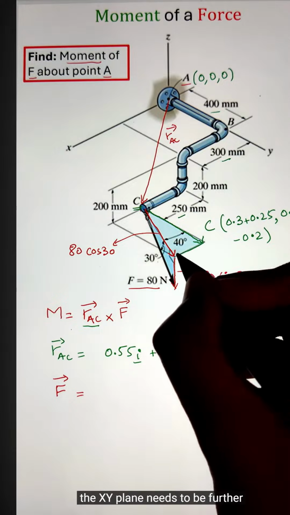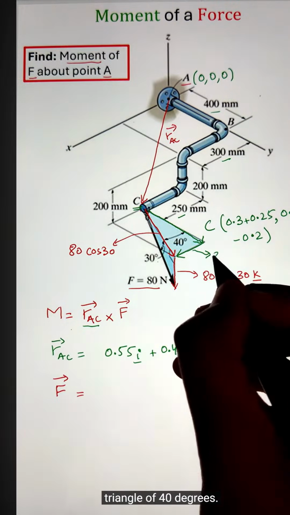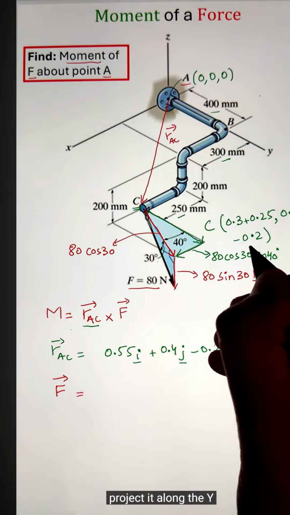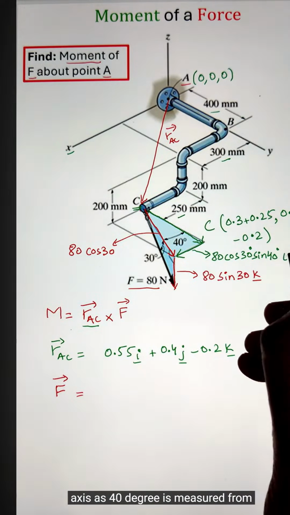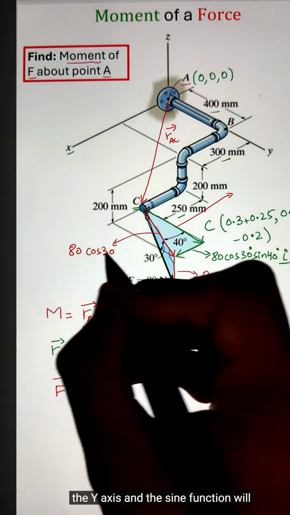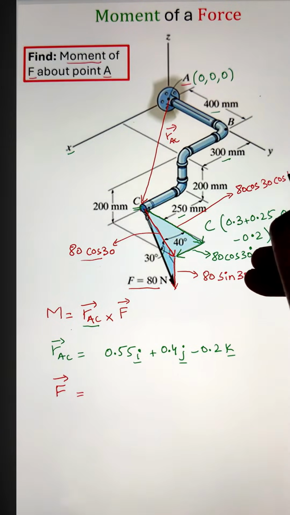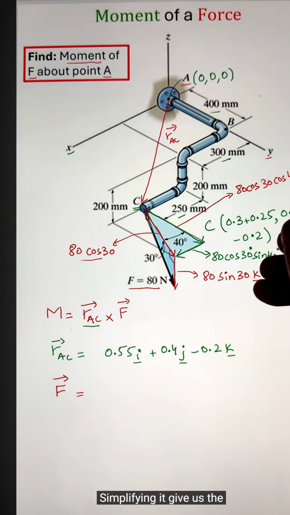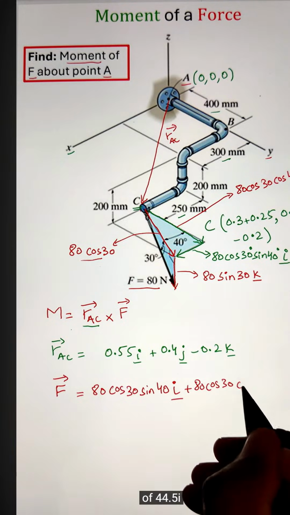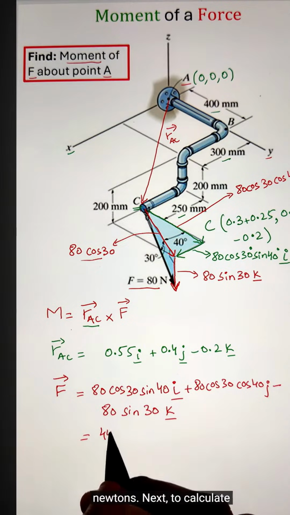Now, this component in the xy plane needs to be further resolved using the second right angle triangle of 40 degrees. Taking the cosine of 40 degrees will project it along the y-axis, as 40 degrees is measured from the line parallel to the y-axis, and the sine function will project it along the axis parallel to x. Simplifying it gives us the force of 44.5 i plus 53.07 j and 40 k Newtons.